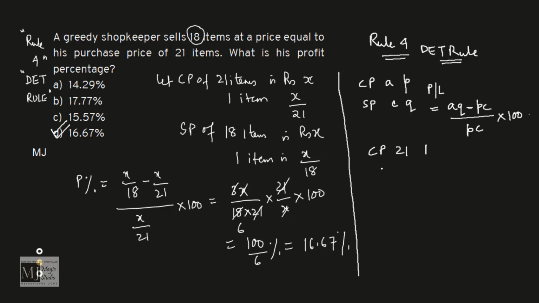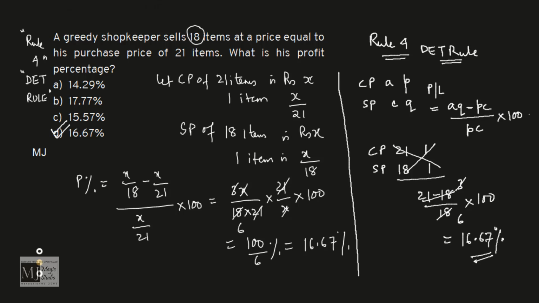CP of 21 items is 1 rupee. Suppose SP of 18 items is also 1 rupee. Profit percentage is 21 minus 18 by 18 into 100. This is 3. 3 by 6 we have. 100 by 6 is 16.67%. Debt rule rules, believe me. And I've taken one more question where we can use debt rule, and let's see that.